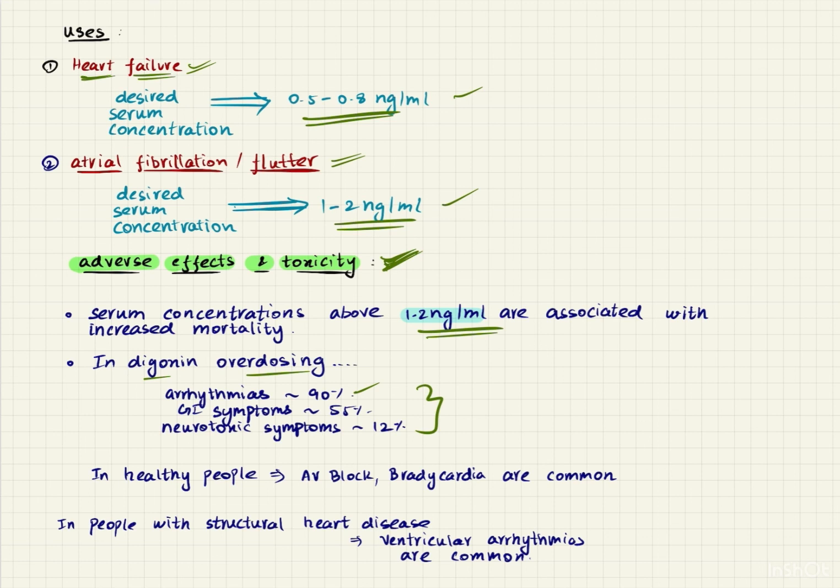Now, the question arises, what kind of arrhythmias are to be expected? In healthy people, AV block and bradycardia are more common. The reason is quite self-explanatory. We saw that digoxin slows down the AV nodal conduction. If that occurs, then AV block and bradycardia can very well occur. In people with structural heart disease, however, ventricular arrhythmias happen to be more common.